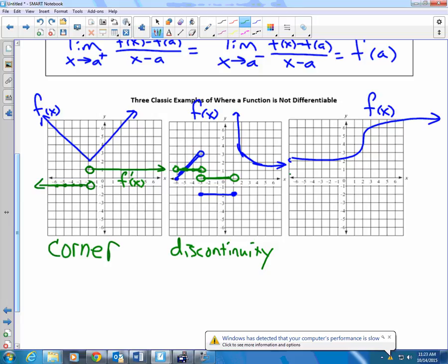What's the slope? 0. So that's where I put the height. Can everybody look at these two and convince themselves that that's the derivative of that part?